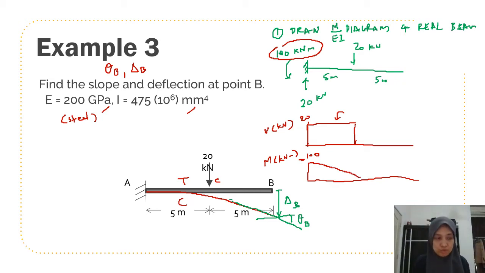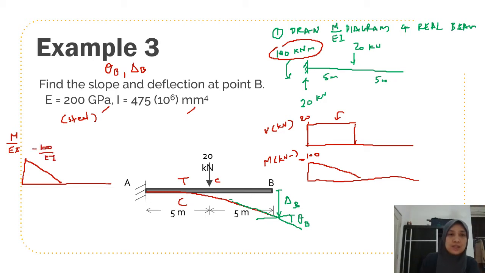Then what you need to do is you need to draw your M over EI diagram. So what is M over EI diagram? M over EI diagram is basically whatever moment that you have, you divide it by EI. And it's useful if your EI changes. If your EI doesn't change, then it will remain as it is. So it's going to look something like this. This is negative 100 divided by EI at the highest point here, and this is 5 meters at the 5 meters.